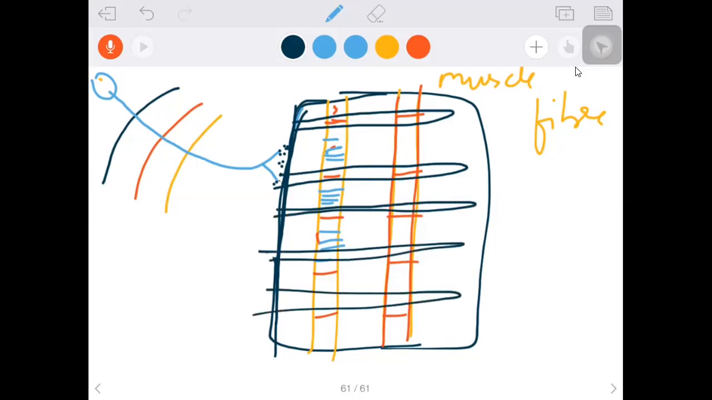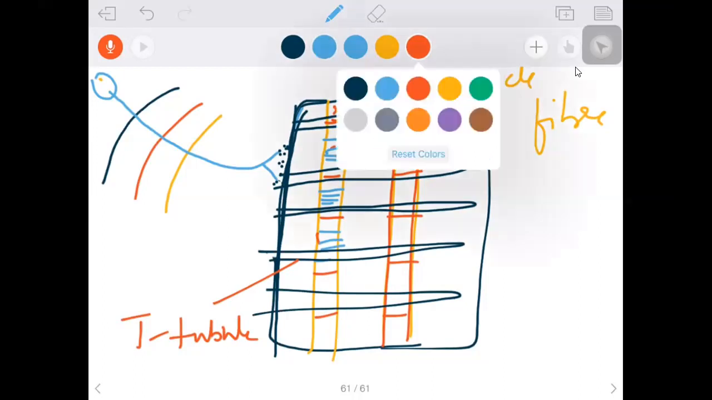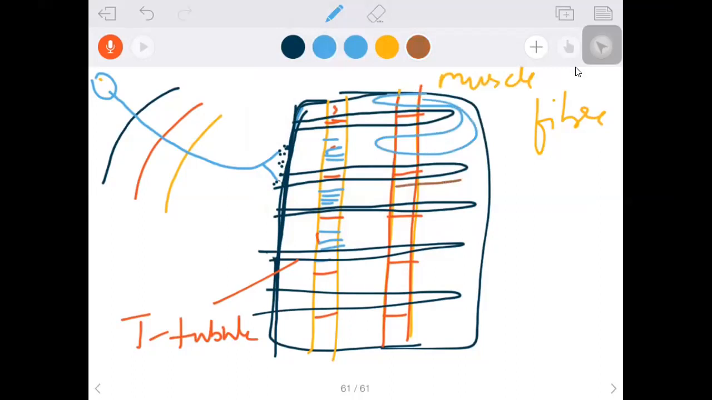Okay, this is not much required. Actually, we have this information in detail in the state textbook. Whatever the invagination, you need to recognize it first of all. So we can call it the transverse tubule. What is the transverse tubule? The invaginated sarcolemma is called the transverse tubule. On either side of it, we can see the cisternae of the sarcoplasmic reticulum. Let us use another color for this. Cisternae of sarcoplasmic reticulum. Okay.